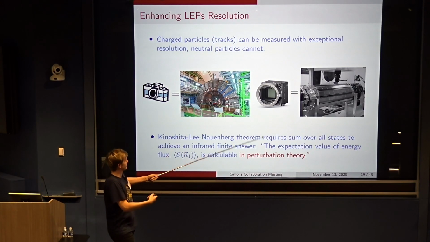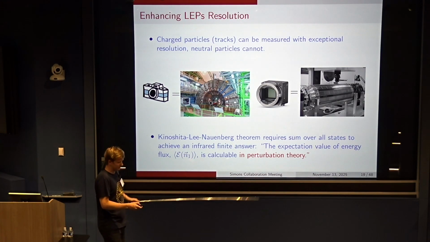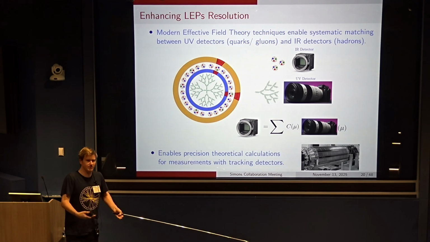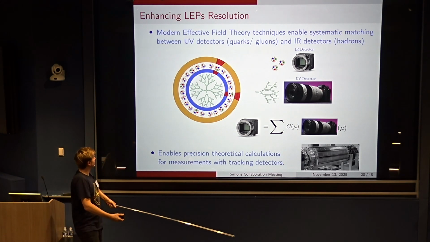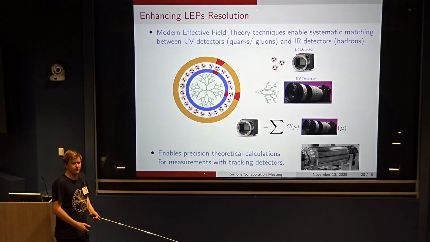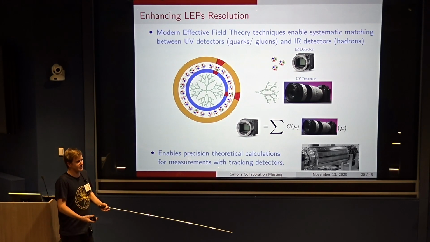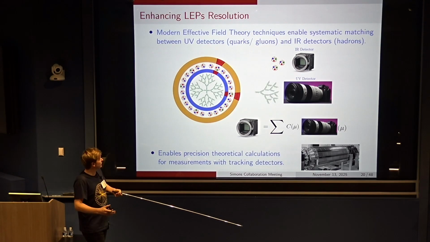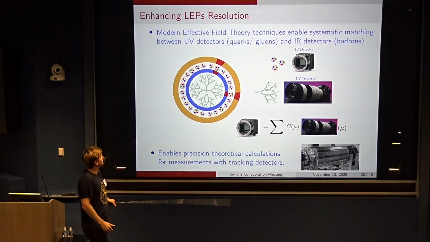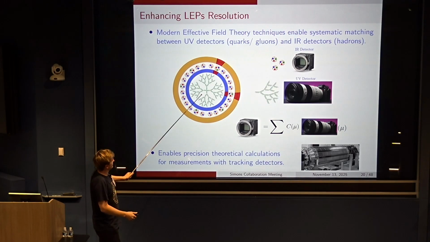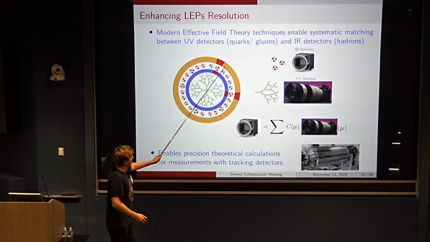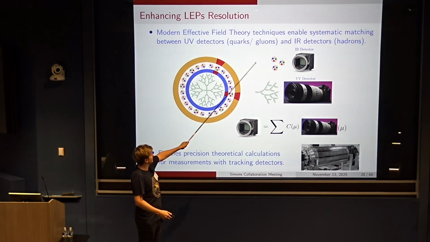However, in the 30 or so years since these early measurements, there's been a lot of progress in our understanding, in particular of effective field theory. Using modern effective field theory and renormalization group techniques, we can do something for these detectors very similar to what we normally do in the study of local operators. Namely, we can use matching calculations between UV detectors and infrared detectors, which measure the hadrons.